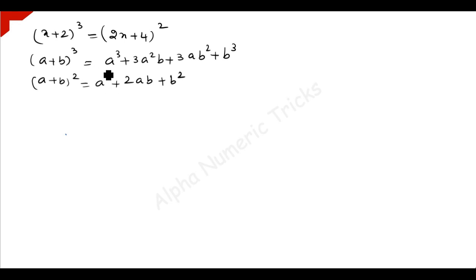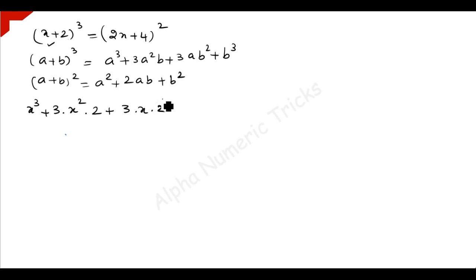So we are going to use these two formulas here. So we try to apply this. First we write this a cube. So a here is x and b here is 2. So we substitute here x cube plus 3 times a, which is x, squared times b, which is 2, plus 3 times a is x, b is 2.